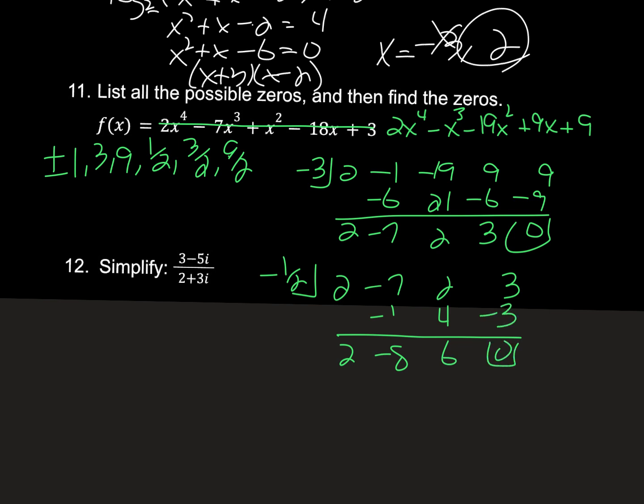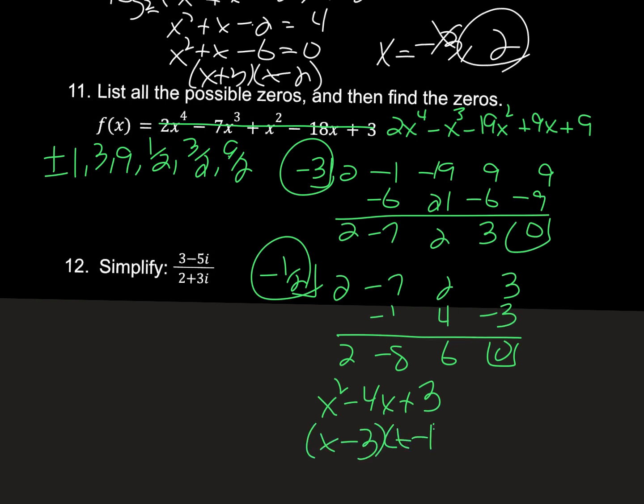Now, because I have a 1/2 in the box, first of all, I got 2 of my zeros right there. I can reduce those numbers. I can write 1x squared minus 4x plus 3. I think that factors into x minus 3, x minus 1. So all my zeros would be 3, 1, -1/2, and -3. So there's all 4 zeros.